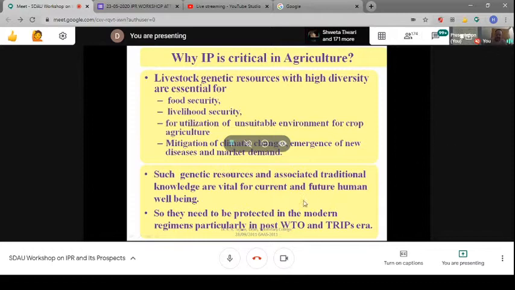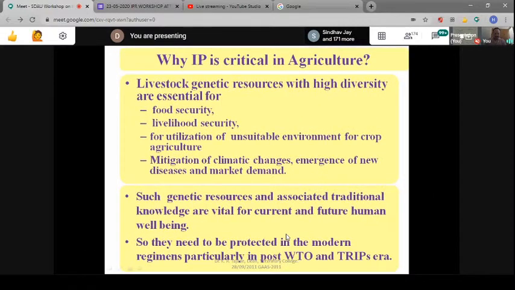And another important thing I have already told you: with being a member of the WTO and TRIPS, we need to protect our intellectual property in all sectors, not only in the agriculture and livestock sector, but in all sectors.